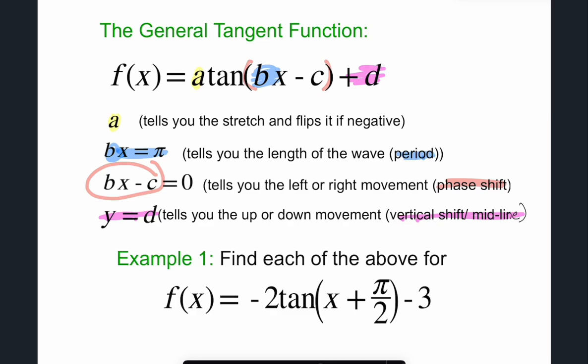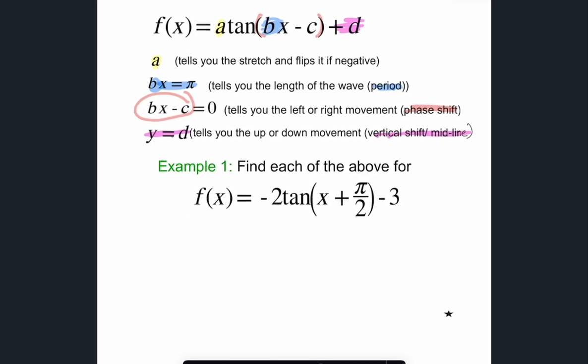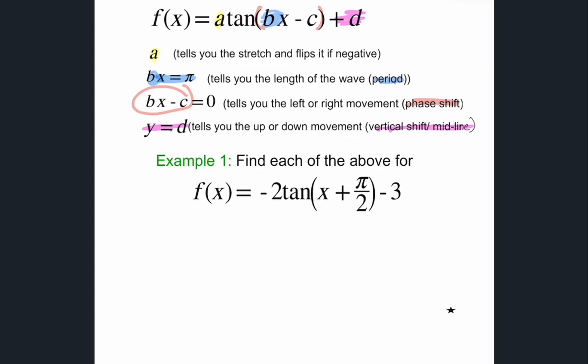Okay? So the only thing that's different for a tangent and a cotangent is to find the starting value and the ending value. Well, more the ending value. You always relate the period with pi instead of 2 pi. Everything else is exactly the same. So if we look at this example here, the stretch is related to this. You can call it an amplitude, but the stretch is 2, and there is a flip because it's negative.